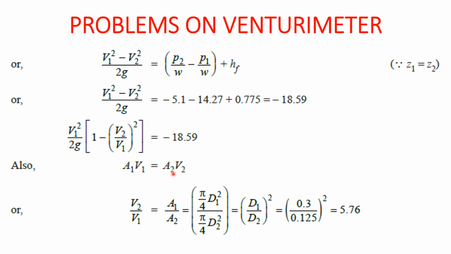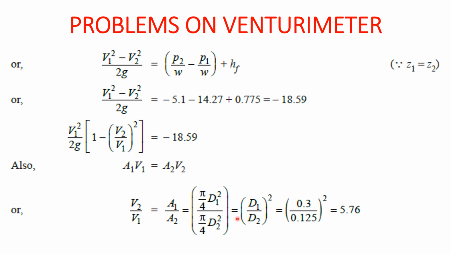Now from the continuity equation, we have A1 V1 is equal to A2 V2. Therefore, considering the ratio of velocities, V2 by V1 will be equal to A1 by A2. What is A1? A1 will be pi by 4 D1 square, and A2 will be pi by 4 D2 square. Here pi by 4 and pi by 4 will be cancelled, so you will get D1 by D2 bracket square. So instead of V2 by V1, we can write D1 by D2 bracket square. We get 0.3 divided by 0.125 bracket square, so we get this value as 5.76.